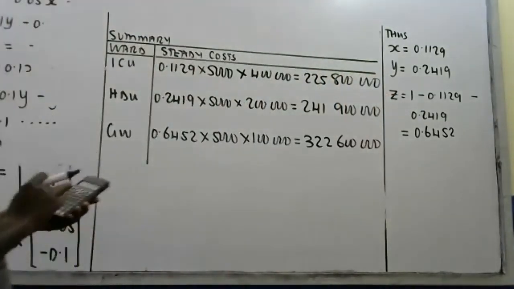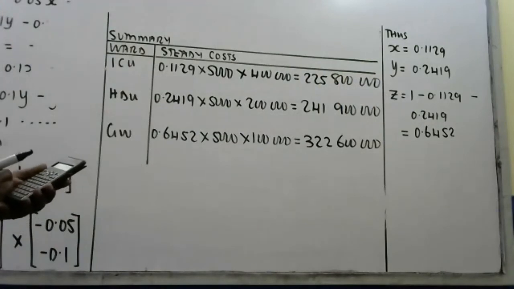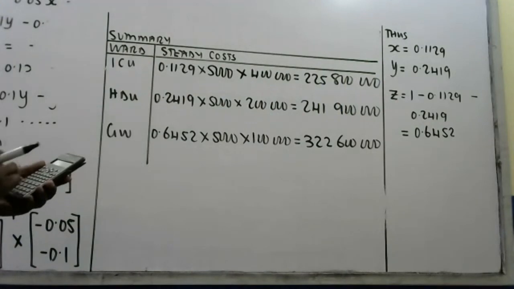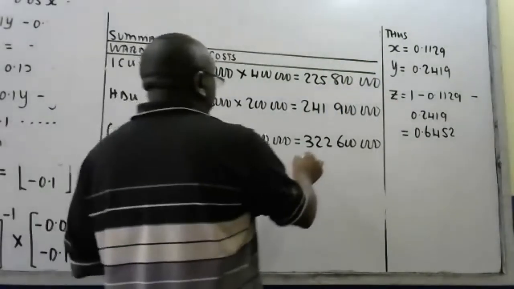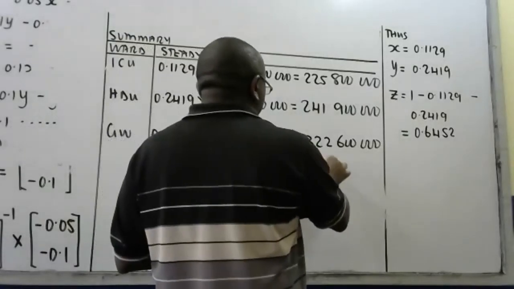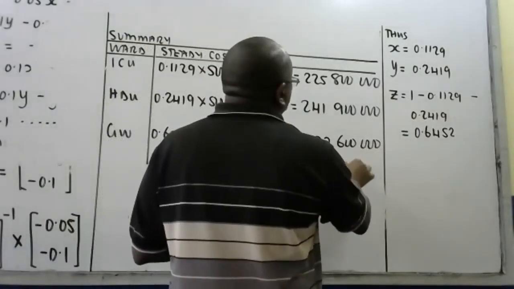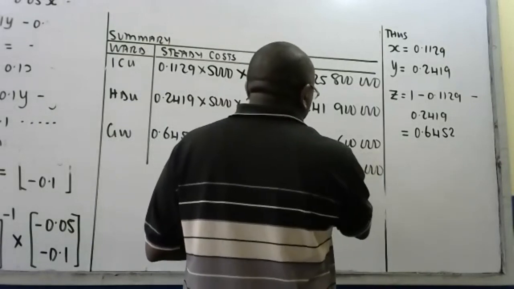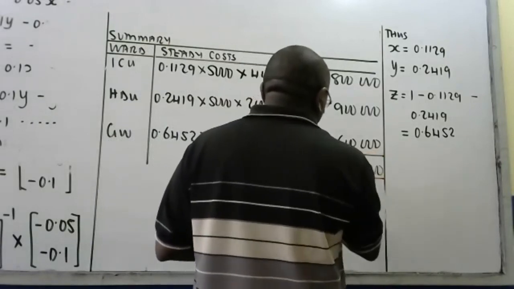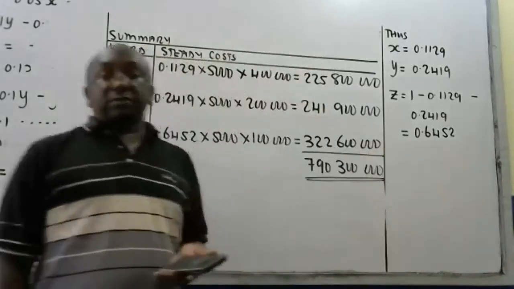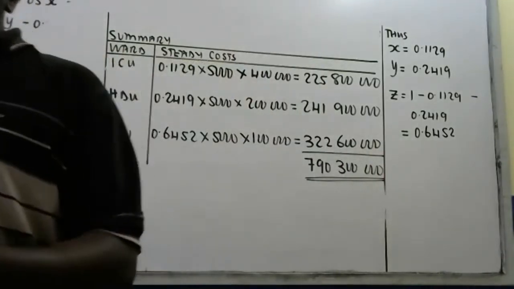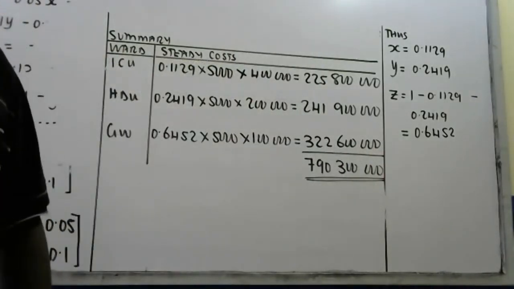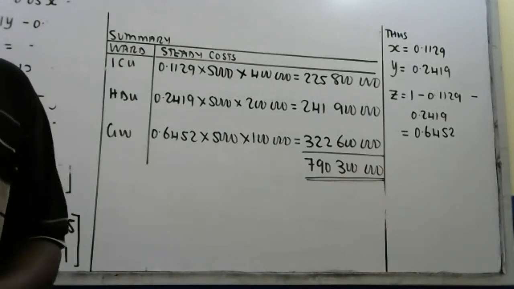So plus 241,900,000 plus 322,600,000. That gives us a total of 790,300,000. So if you are the manager of that hospital, those are the costs for that month. So that is the end of it, Mohammed.